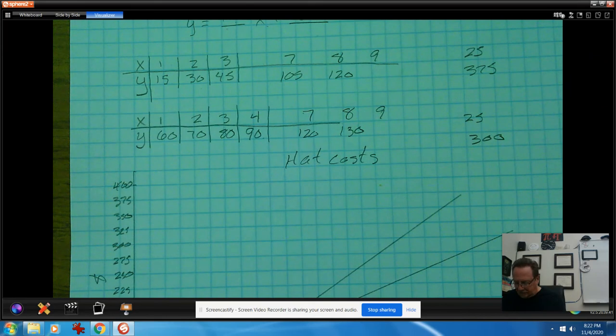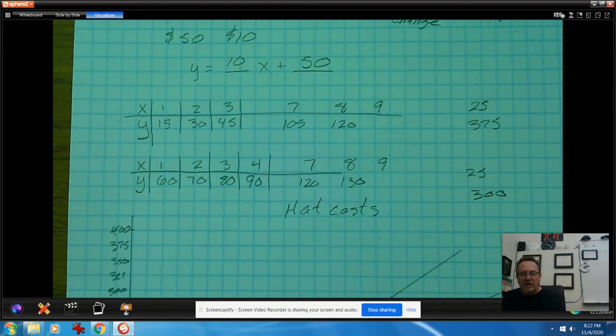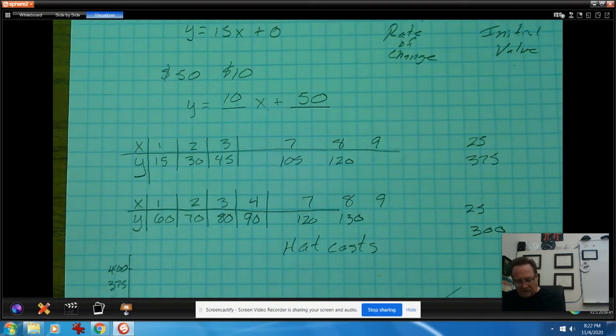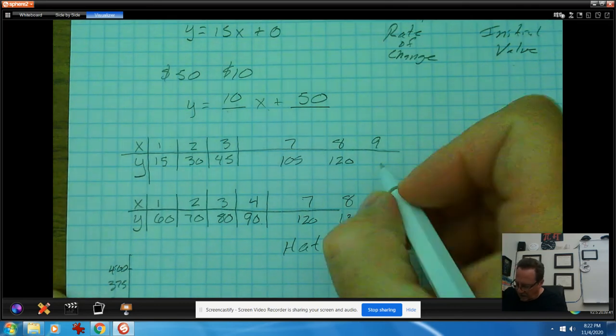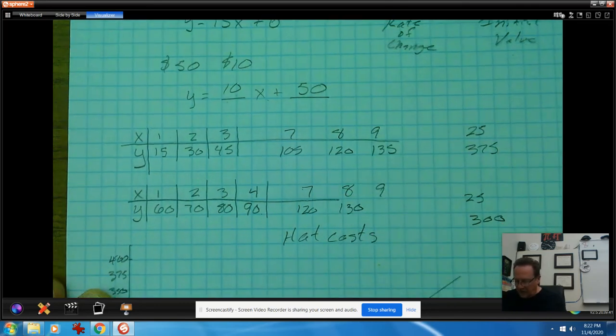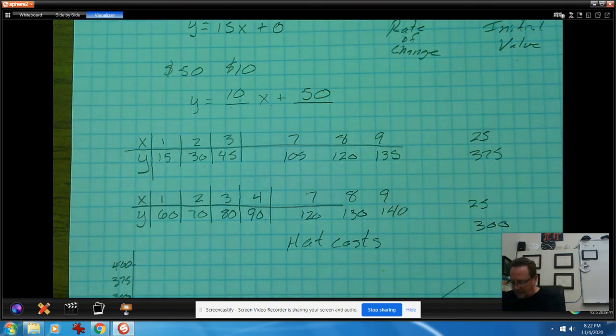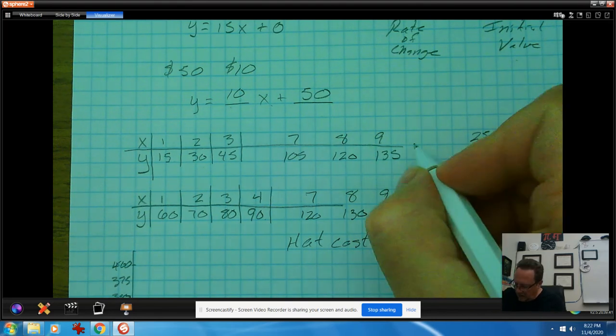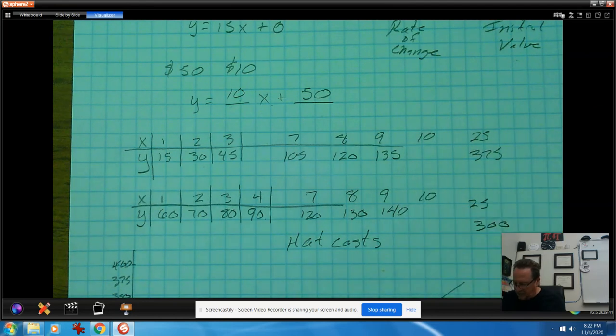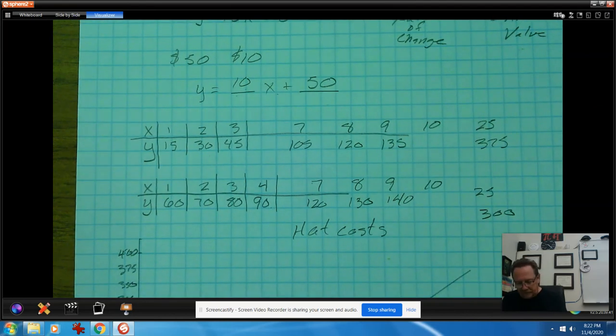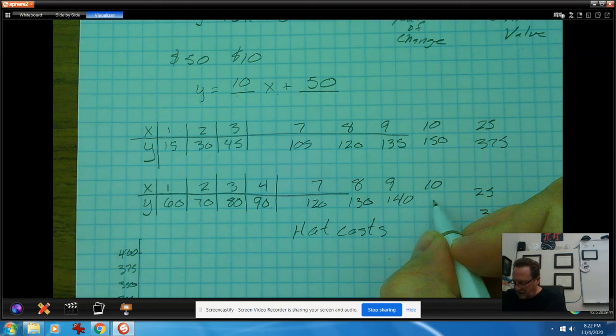At 9, my original value is going to be 9 times 15, which is 135. And at 9 here, it's going to be 140. Is that right? 90 plus 50. And at 10, it's going to be 150. And at 10, this one's going to be 150.